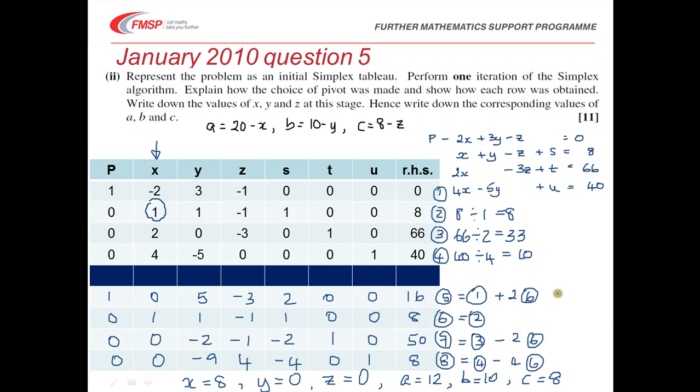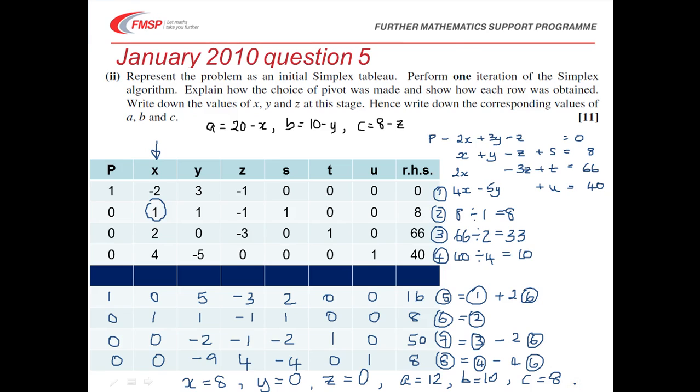You'll then get a mark for attempting to get these other rows, that's row 5, 7 and 8, correct, and showing the calculations, and a method mark and an accuracy mark for getting the correct table. So 8 marks by this stage. You then got a mark for writing down the value x equals 8, y equals 0 and z equals 0, and a method and an accuracy mark for working out the value of a, b and c. So it's always worth just doing that carefully as well. There were 2 marks.